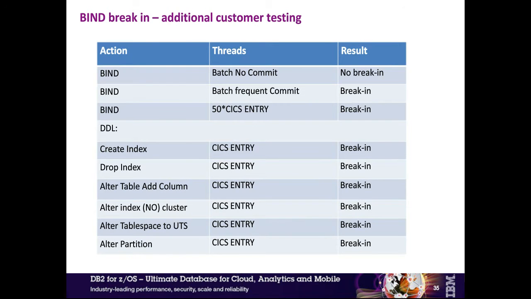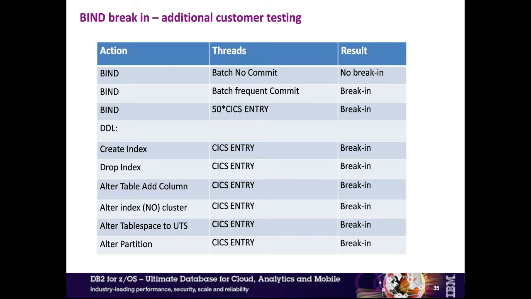On slide 35 here are a list of test cases that the customer ran, and it also documents the results. So the first test case is a bind trying to break into a batch process that runs for a very long time without a commit, and the result was no break-in. So this illustrates that you have to frequently commit or roll back in order to break in.